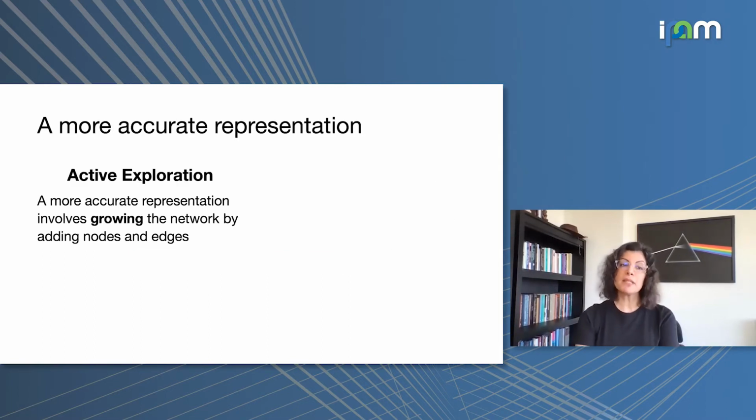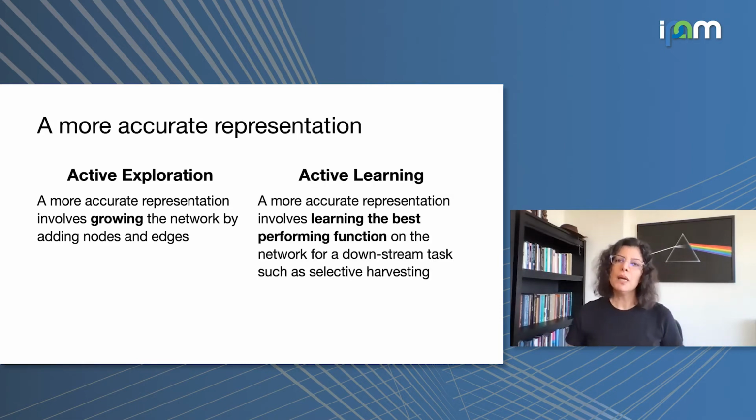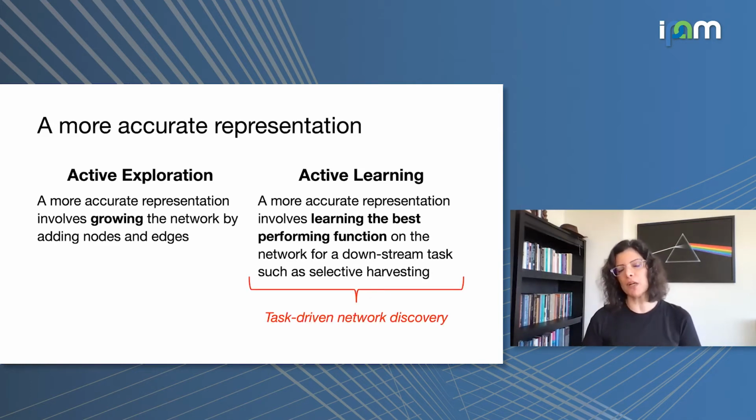So a more accurate representation could be active exploration, where you're trying to spend your budget to grow your network, to observe more nodes and edges. The other thing you can do is active learning, where you want to grow your network, but only so as to learn the best performing function for a task down the road that you're interested in. And that task, for example, could be selective harvesting, which is what I'm going to talk about. And so we call this task-driven network discovery.